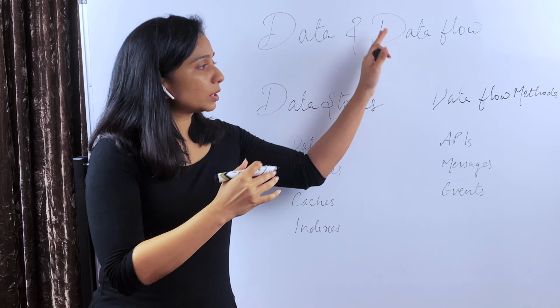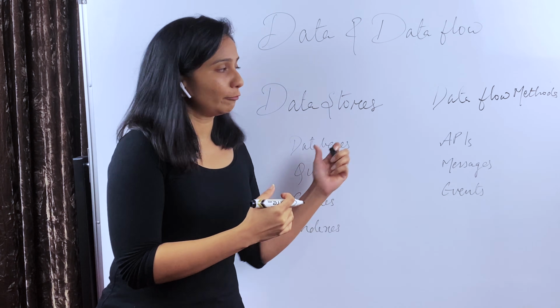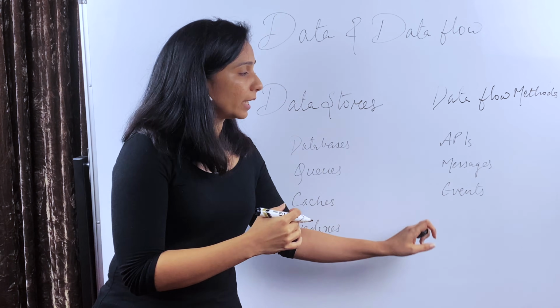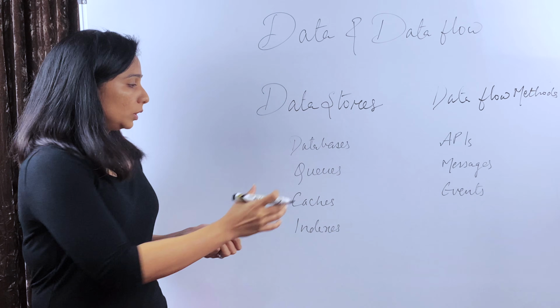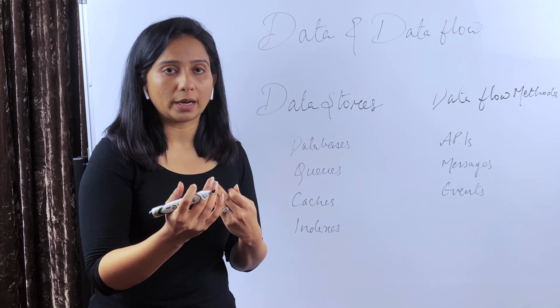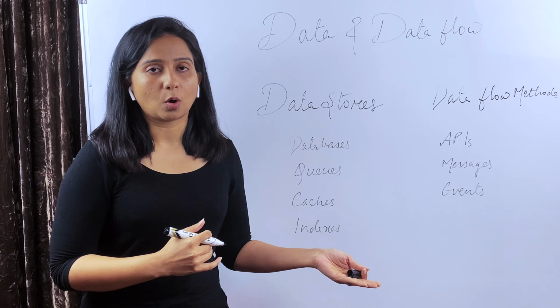So then comes the methods through which that data will flow. APIs, messages, and events are some mechanisms which allow this data in different stores and the application to flow and get exchanged between these components.